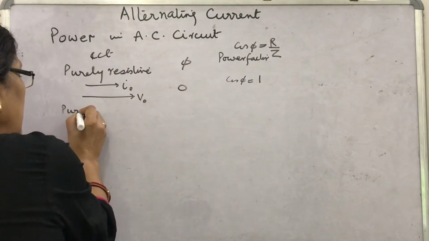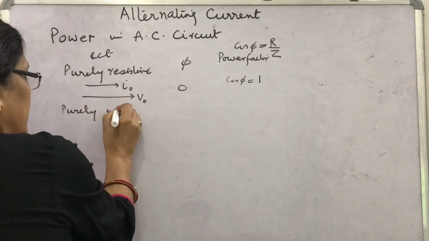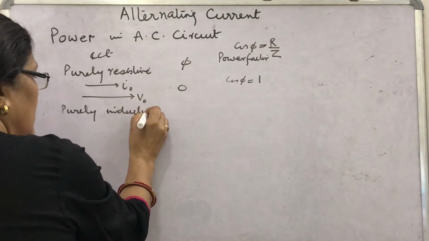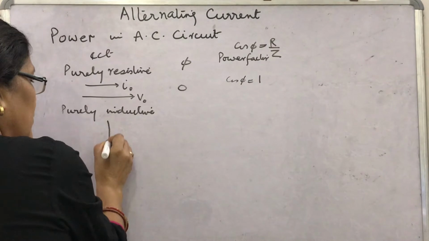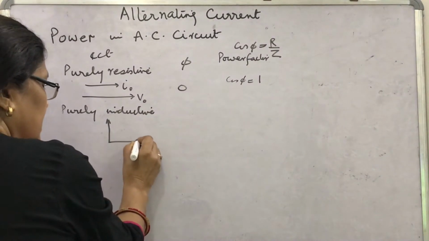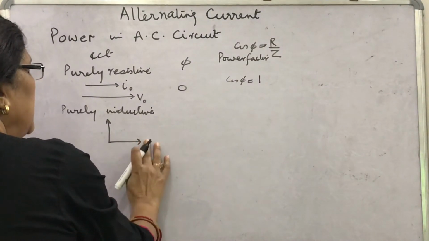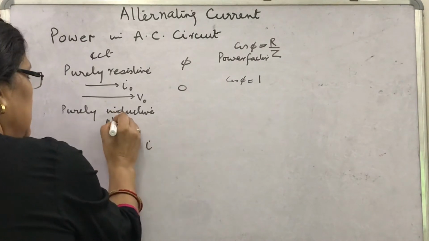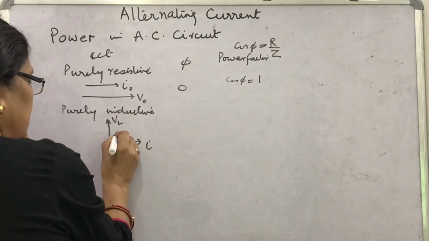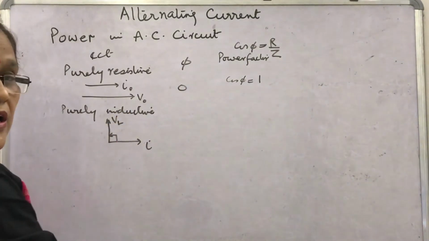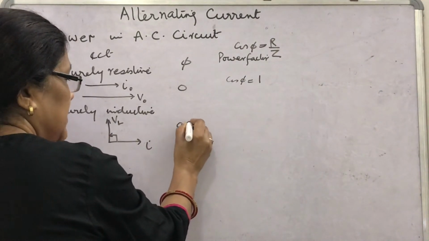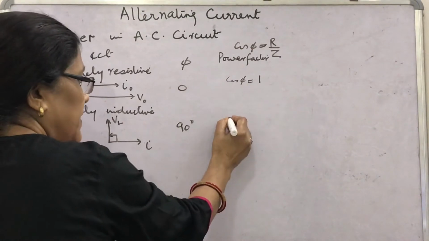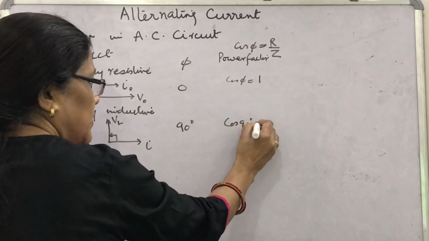Similarly, in purely inductive circuit, we have seen inductive circuit, voltage leads the current. This is the current and the voltage leads by phase angle of 90 degree. Then what is phase here? This 90 degree phase angle. And what is cos phi? You know, cos 90 is what? 0.